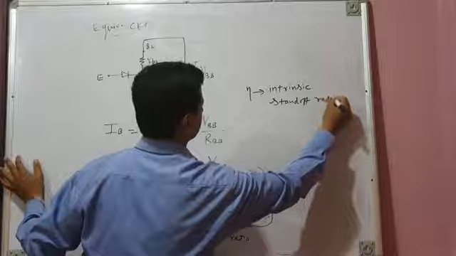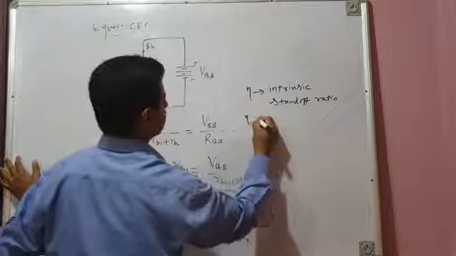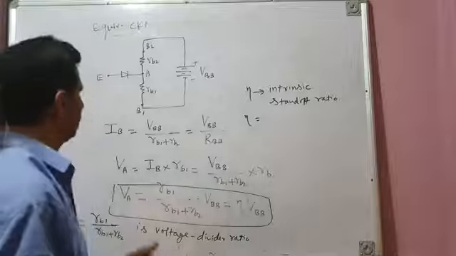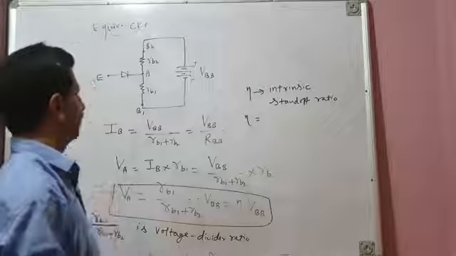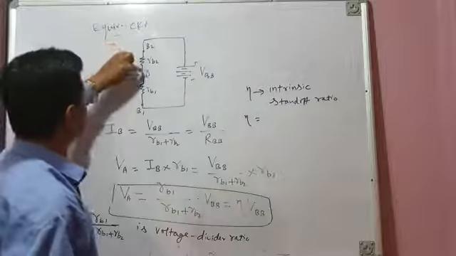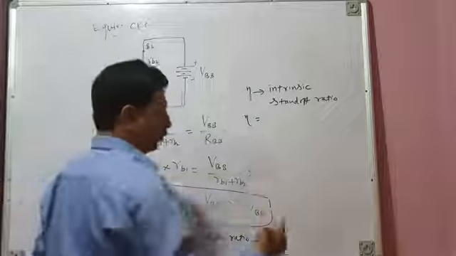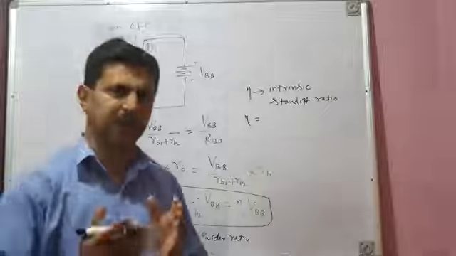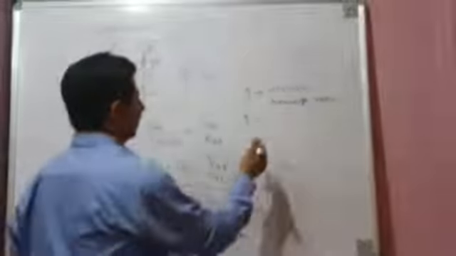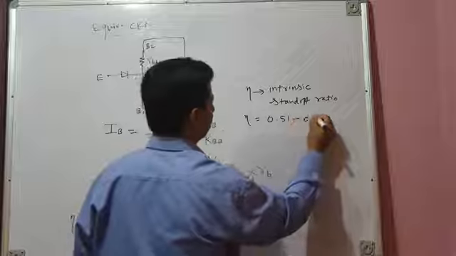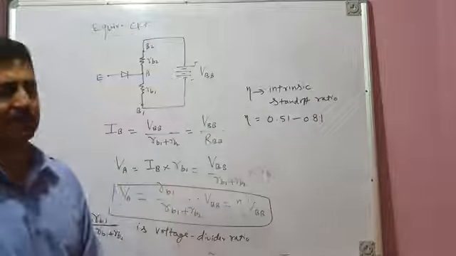The value of this eta varies from UJT to UJT. It depends upon the type of material that we are using and how far away the emitter is from B2 and B1. If you see the data sheets of various UJTs available in the market, the range of this eta is 0.51 to 0.81. This is the range of this intrinsic standoff ratio.